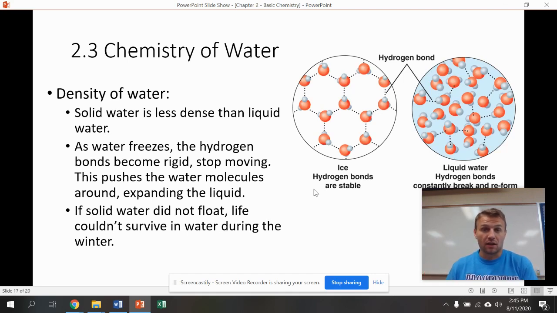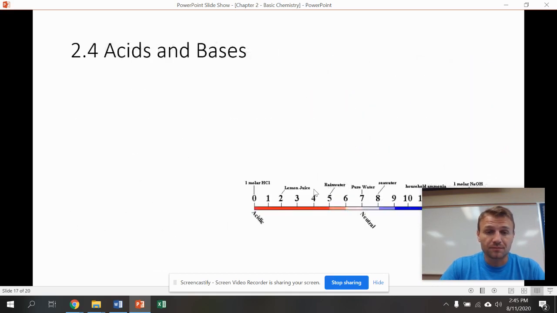Evolutionarily, if that happened, life couldn't have arisen on Earth. The first life was in the oceans, and if the ice had sunk, all of the fish and all of our ancestors from millions and billions of years ago would have died off really quickly. So we needed ice to float in order for life to evolve on Earth.